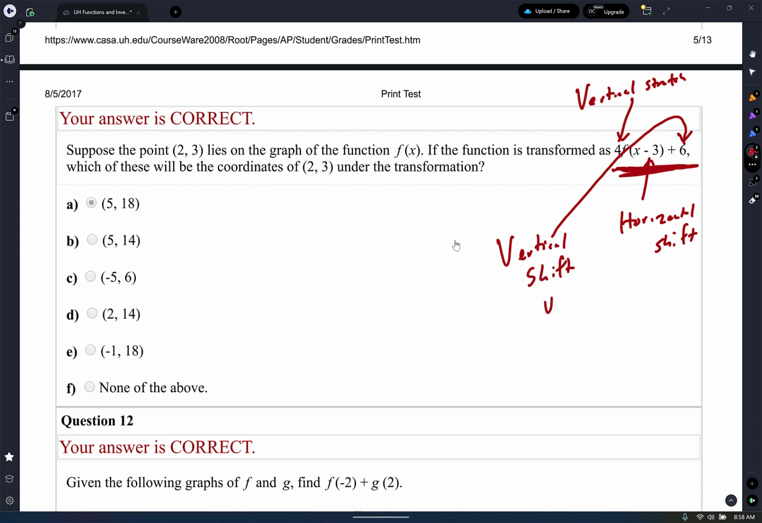Vertical shift. Up 6. No, it's all good. It's a safe space. All right.